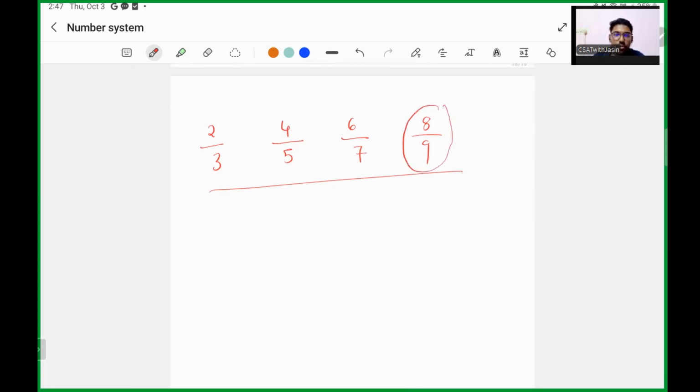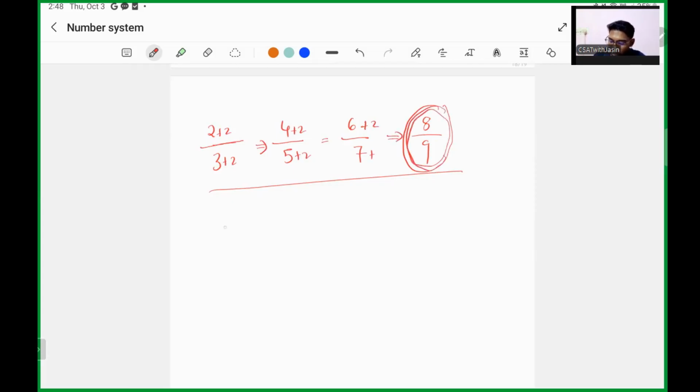Why? So these are all proper fractions. Numerator is less than the denominator. Now if I am adding 2 in the numerator and denominator of this fraction, you are getting this one. If I am adding 2 here, you are getting this one. If I am adding 2 here, you are getting this one. So this will be the highest one.